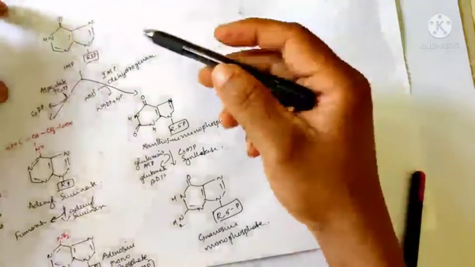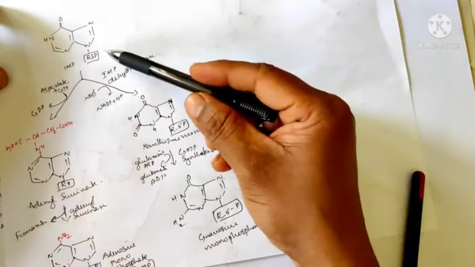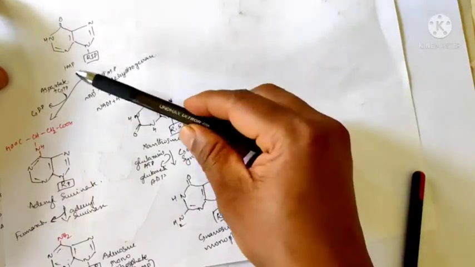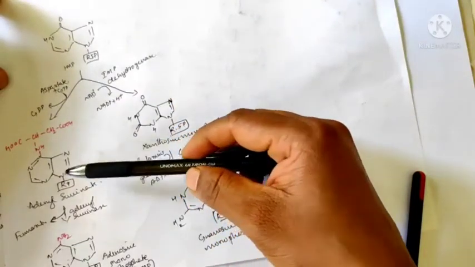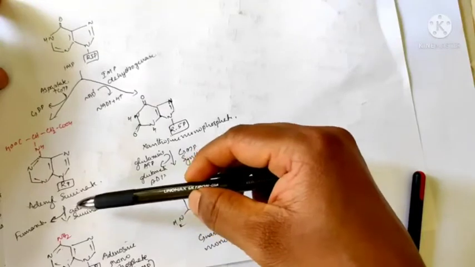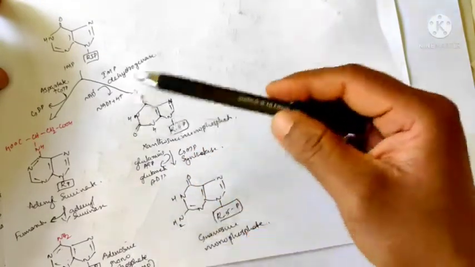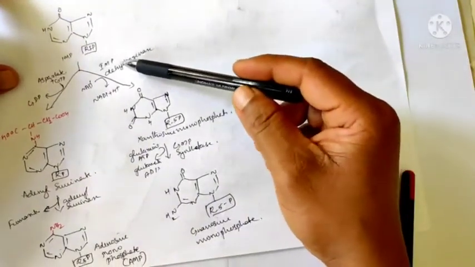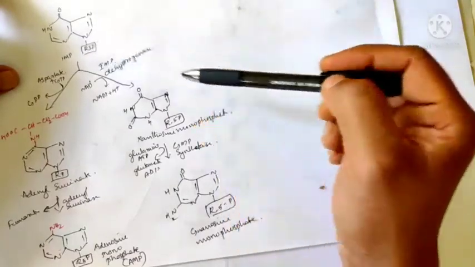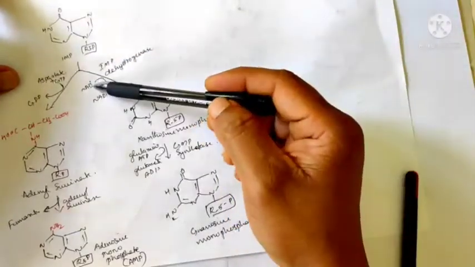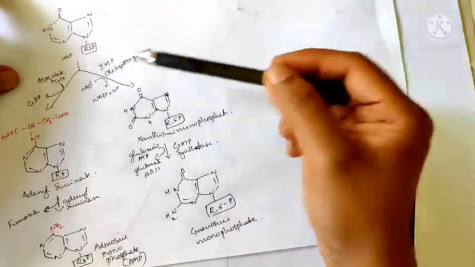So this is the conversion of inosine monophosphate to adenosine monophosphate and guanosine monophosphate. Inosine monophosphate, by utilizing aspartate and GTP, is converted into adenyl succinate. Adenyl succinate, by removing fumarate by adenyl succinase enzyme, is converted into adenosine monophosphate. Similarly, inosine monophosphate dehydrogenase converts inosine monophosphate to xanthosine monophosphate. Here coenzyme NAD is reduced to NADH. The reducing equivalents are accepted by NAD.